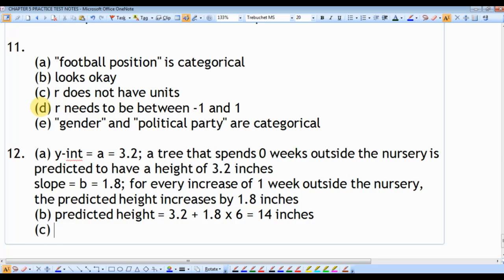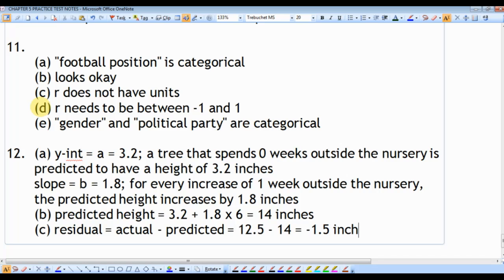C. The actual height of a tree that's been outside of the nursery for 6 weeks is found to be 12.5 inches. Residual equals actual minus predicted, which is equal to, the actual is 12.5 and predicted is 14, gives me a residual of negative 1.5 inches.